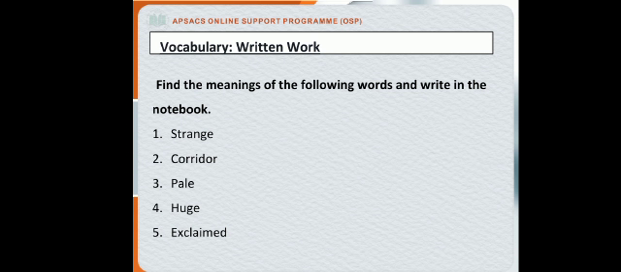There is some written work. Find the meaning of the following words and write in the notebook. First is strange, second is corridor, third is pale, fourth is huge and fifth is exclaimed.